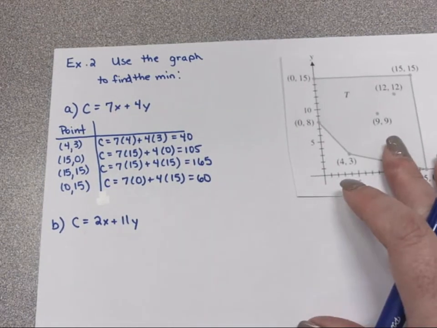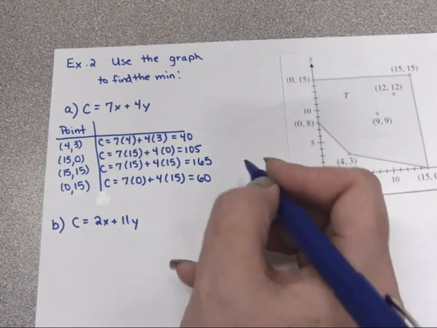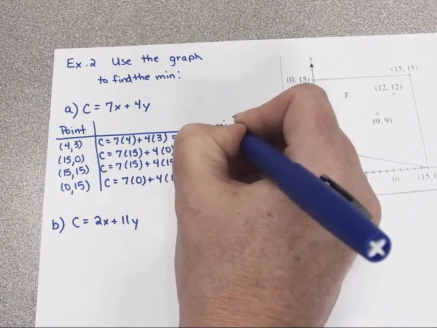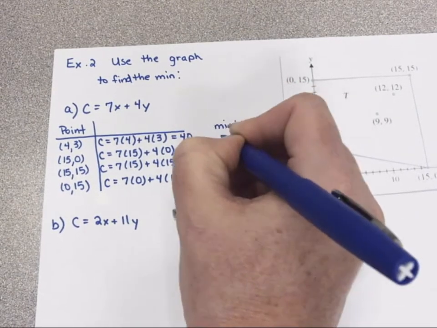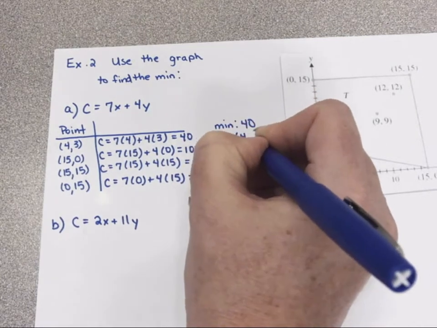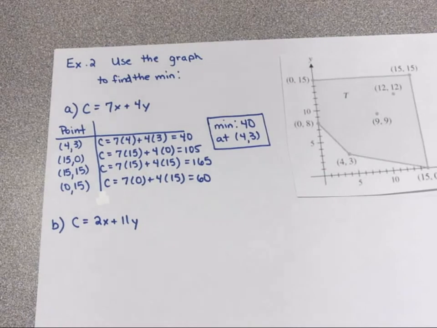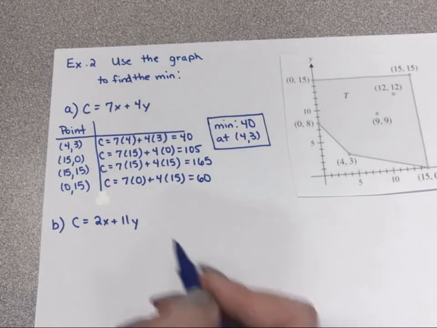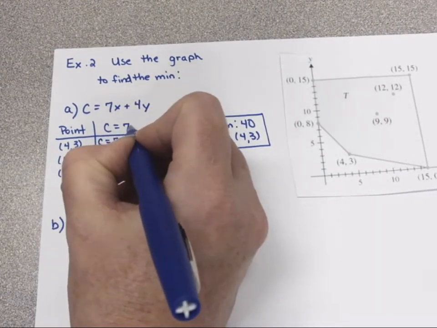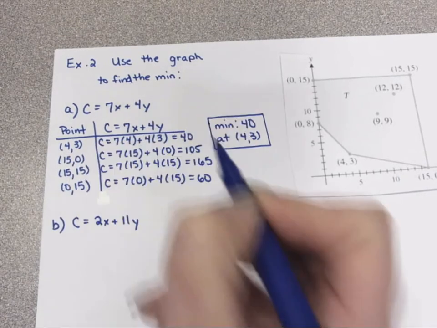So where is the minimum cost found then? Yeah, so the minimum is 40 at 4, 3. So if we were talking about production of some sort, that means you should sell 4 of one item and 3 of the other, and you will have the least cost you can possibly have. I forgot to write this equation here, so I'm going to do that now.